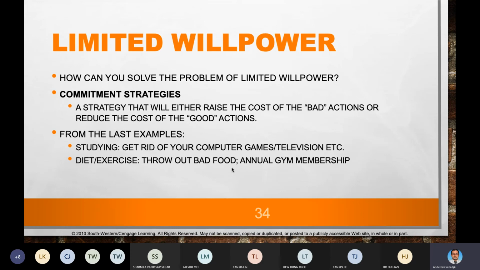First, with commitment strategies. A strategy that will either raise the cost of the bad action or reduce the cost of the good action. For example, studying: get rid of your computer games, television, phone, games, and concentrate on your study. Diet: throw out bad food, junk food, McDonald's, and subscribe to the gym.